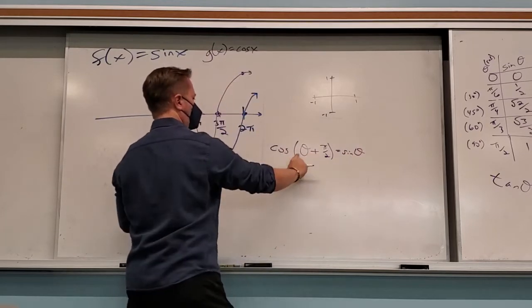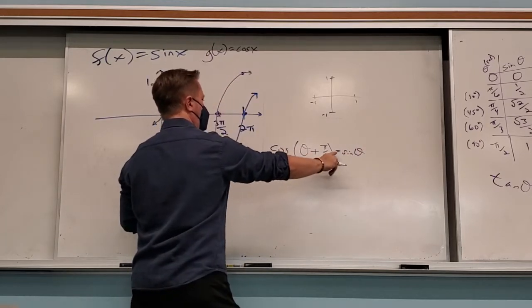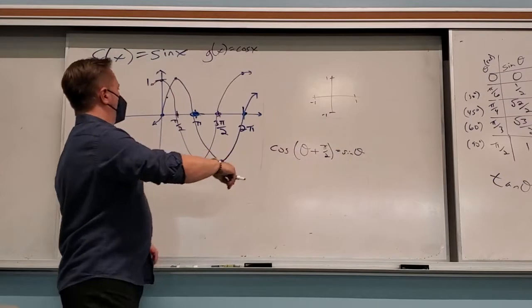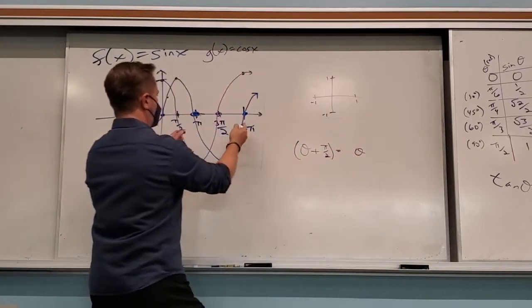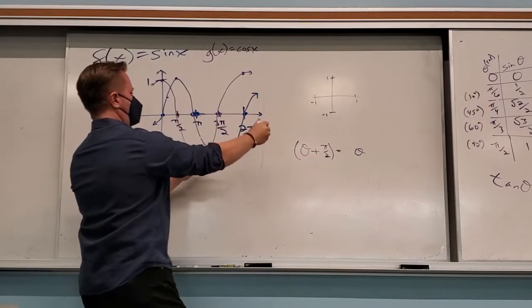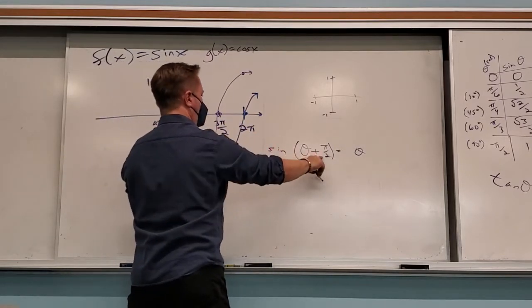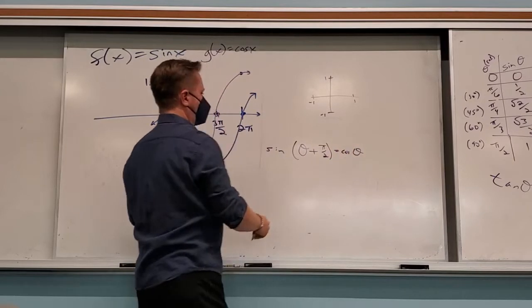So if I shift cosine back pi over 2, it becomes, did I get that the right way? No, Joe. Good job, buddy. Read your own graph. So if I take the blue line, which is sine, and I shift it back pi over 2, it becomes cosine. That's better.